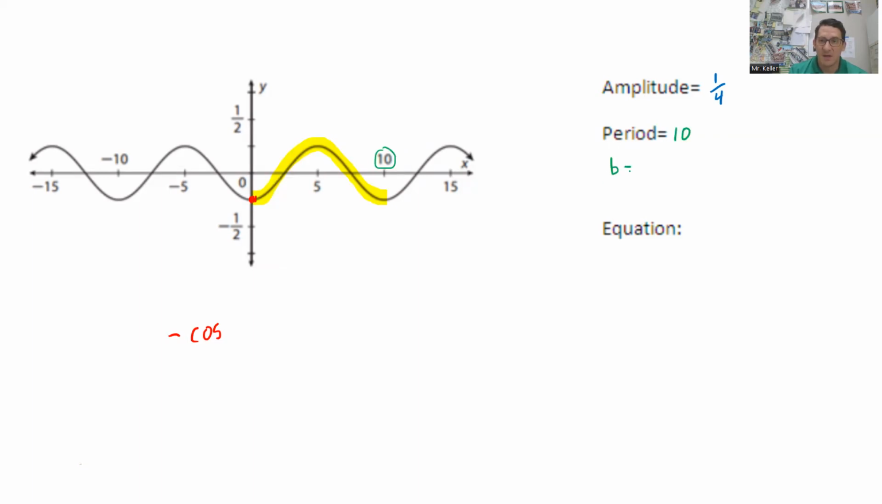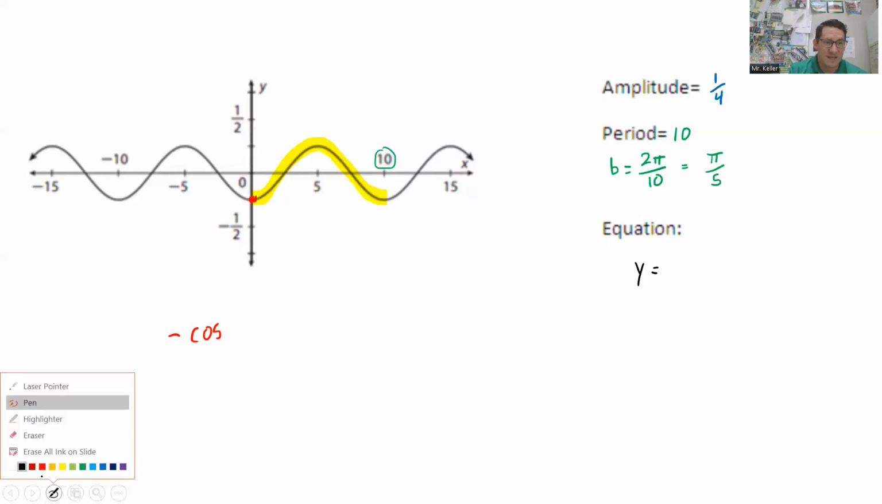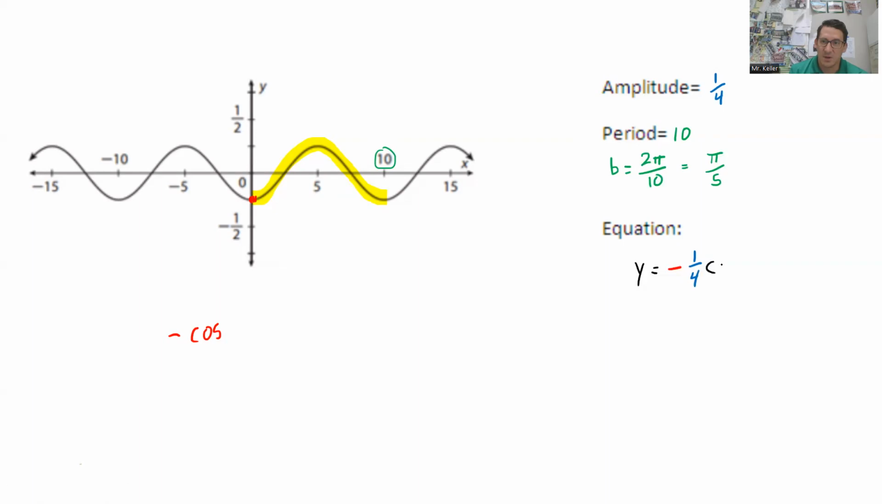So we need to use that to find the b value. The b value is 2 pi divided by the period. Reduce that fraction. 2 divided by 10 is 1/5. So this is just pi over 5 is going to be the b value. So here we're going to write our equation. Don't forget, since it is flipped, it starts at the negative, it's going to be a negative cosine. The amplitude goes out front. And like I said, we did determine it was a cosine curve. And then the b value inside there is going to be pi over 5.